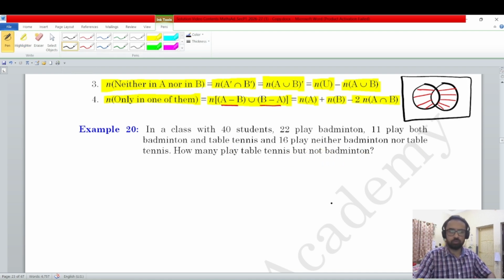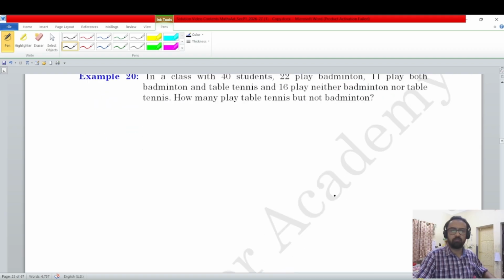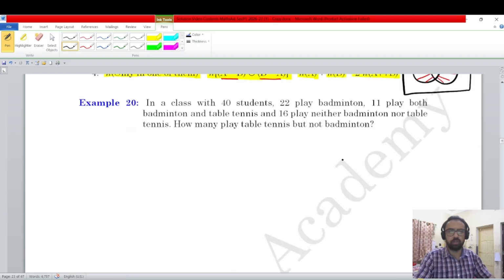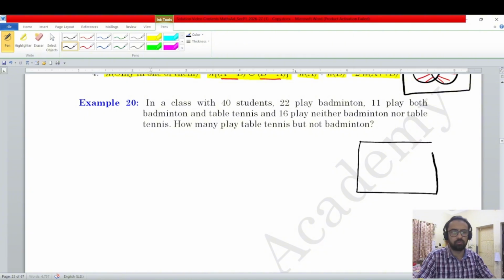It is always suggested that for a Venn diagram question, you draw the Venn diagram so that it will be easy for you to visualize the situation. So this is U, and there are two sets. 22, suppose badminton I will denote by B and table tennis I will denote by T.